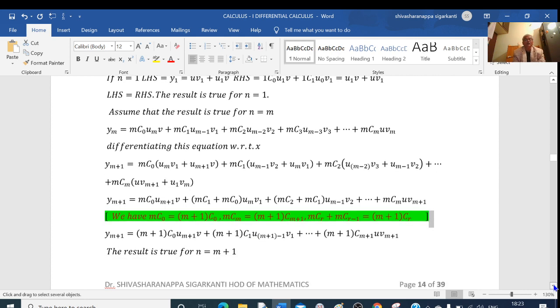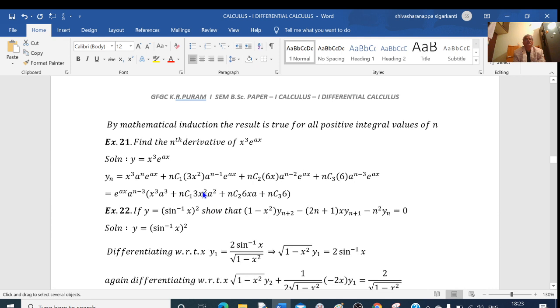I'll go to an example. Find the nth derivative of x cube into e power of ax. So this is the algebraic function here. First derivative 3x square, next 6x, and then 6, and then becomes 0. That means after 4 terms, this terminates. So I will take this as u and this as v. Then y equal to x cube into e raised to ax. The nth derivative yn equals, and we know the nth derivative of e raised to ax is a power of n into e power of ax.